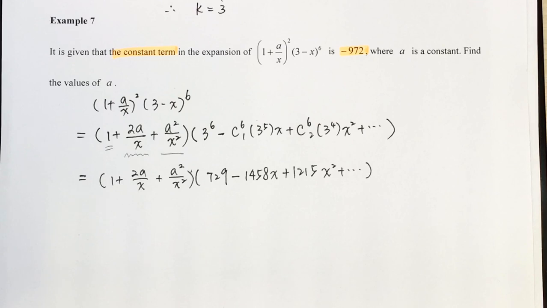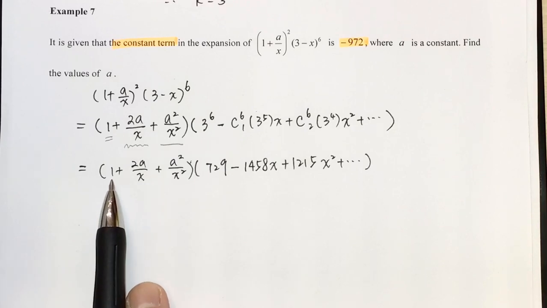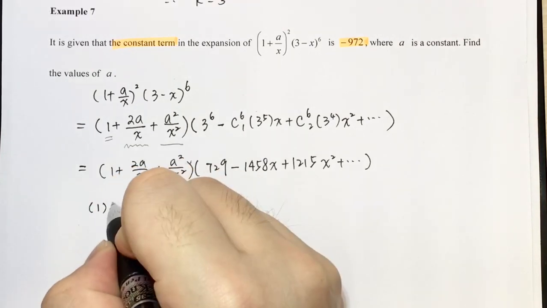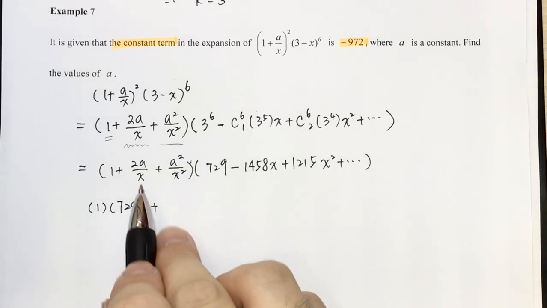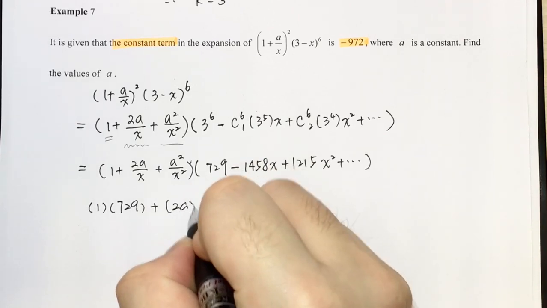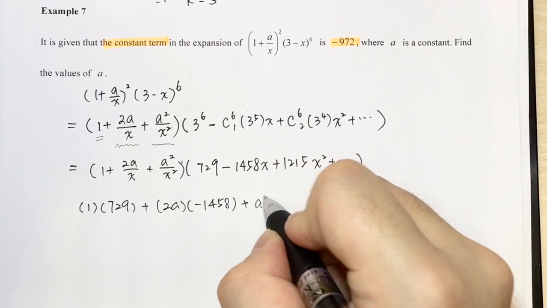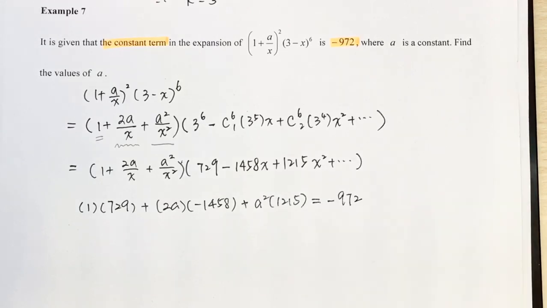Okay? Now, it's important to show how you get the negative 972. We form the constant term by multiplication, right? To get the constant term, we have 1 times 729. So you need to write literally down what numbers are multiplied together to get the method mark. Second, we should have 2a multiplied to this negative 1458. So we write 2a with negative 1458. And then a squared with 1215. And the result is negative 972 as given.